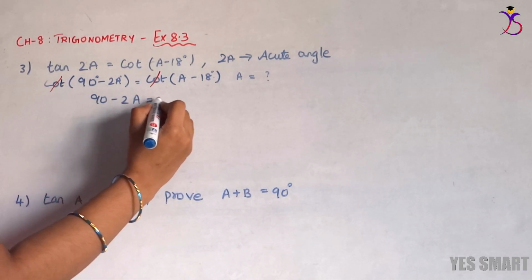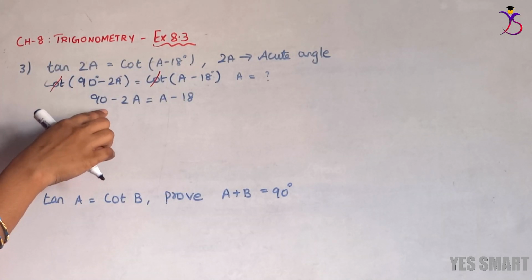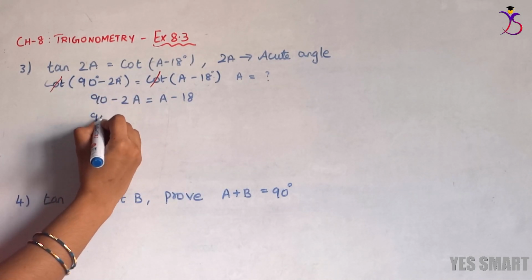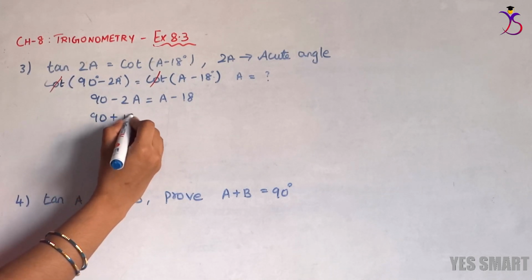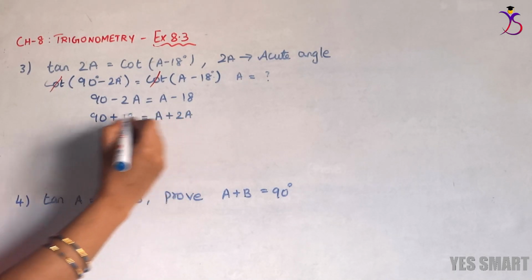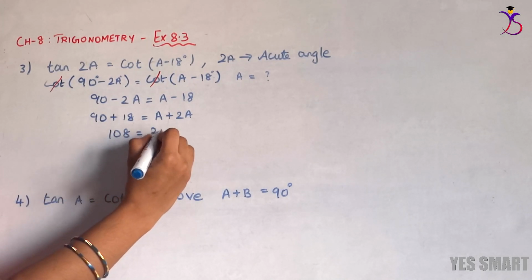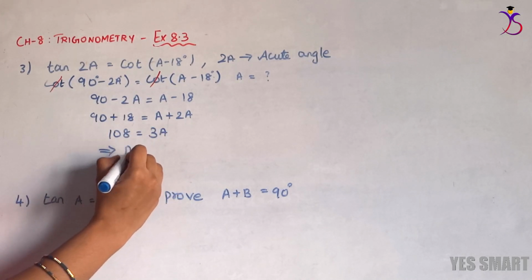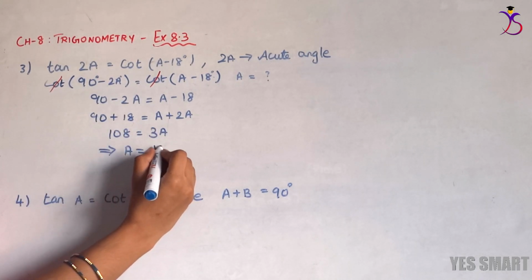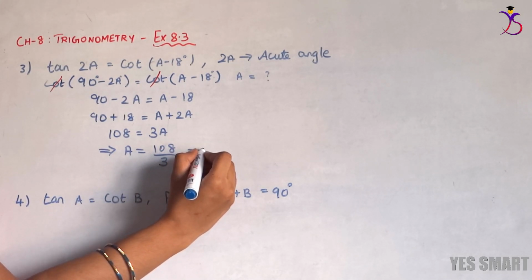Now I am just doing some transpose. This minus 18 becomes plus 18 when it comes this side, and this minus 2a when it goes beyond the equal to, it becomes plus 2a. So we have 90 plus 18 equal to a plus 2a. 90 plus 18 is 108. A plus 2a is 3a. This 3 is in multiplication with a, so when it is transposed, it becomes division. Therefore, a equal to 108 by 3, which is 36.